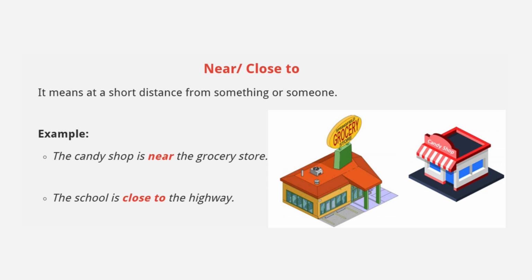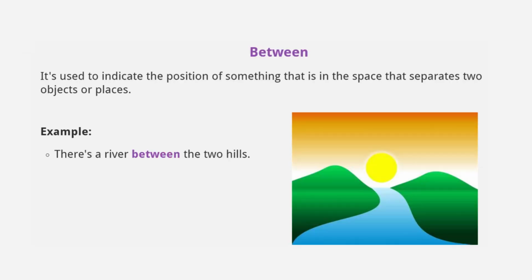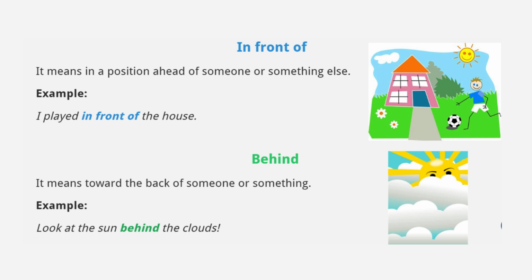Near/close to. It means at a short distance from something or someone. Example: the candy shop is near the grocery store. The school is close to the highway. Between. It's used to indicate the position of something that is in the space that separates two objects or places. Example: there's a river between the two hills. In front of. It means in a position ahead of someone or something else. Example: I played in front of the house. Behind. It means toward the back of someone or something. Example: look at the sun behind the clouds.